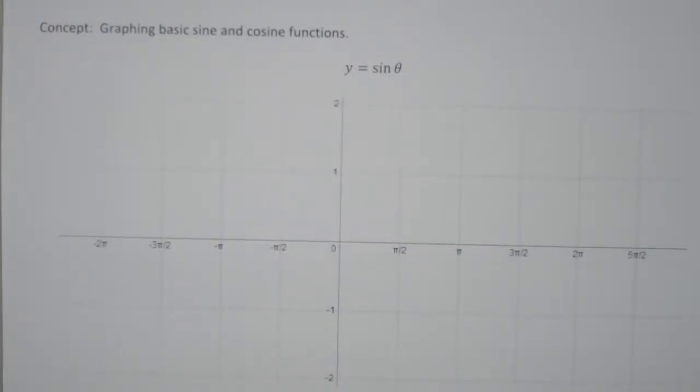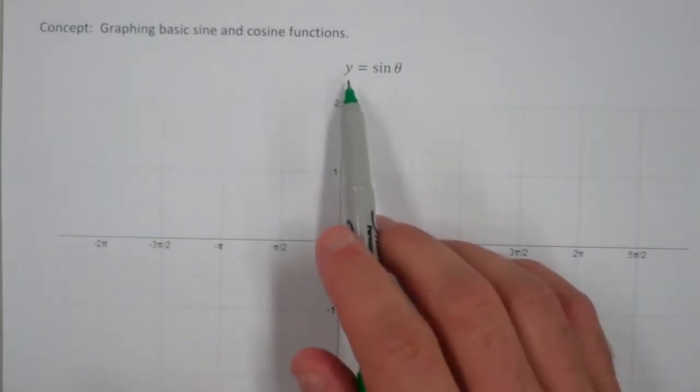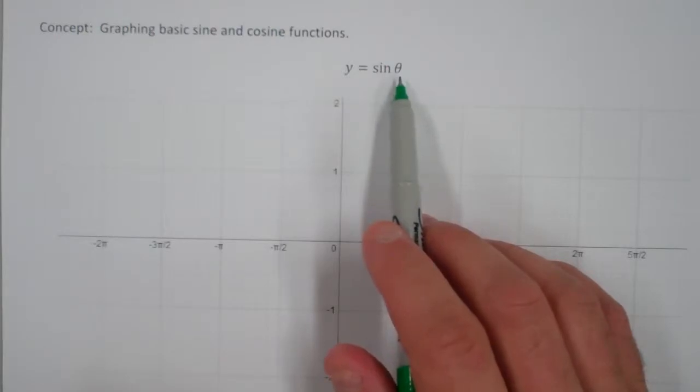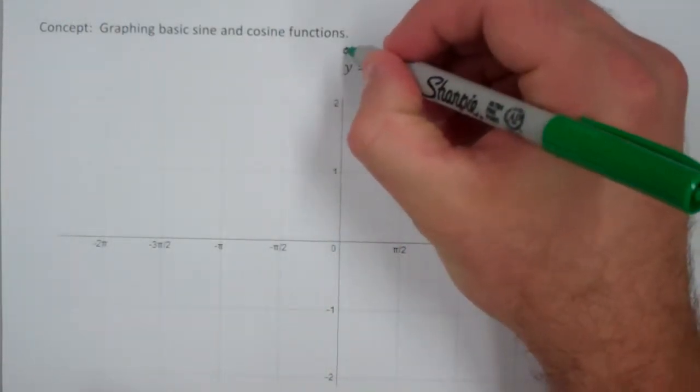In this video we're going to be looking at basic sine and cosine functions. I think we'll just do the sine in this video, and then in part 3 we'll do the cosine. In this equation, y is equal to sine theta, we can think about the y as being the output.